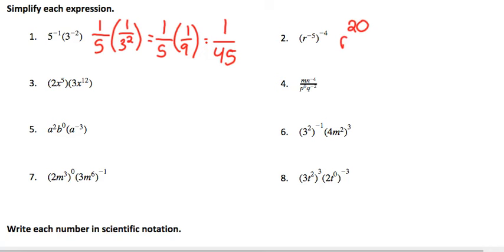Number 3, I see 2 things being multiplied together. So remember, when you're multiplying things together, you simply multiply the normal numbers. So 2 times 3 gives you 6. And then remember, when you're multiplying like bases, you add exponents. So that will give you x to the 17.